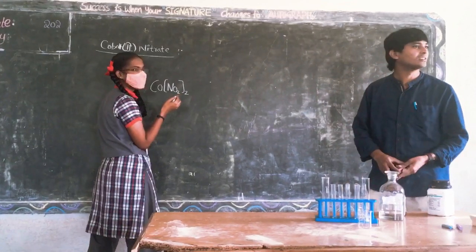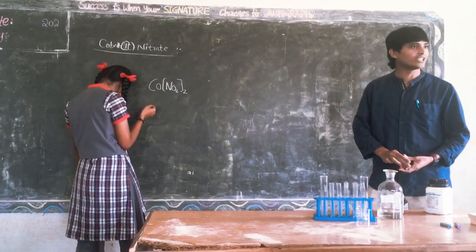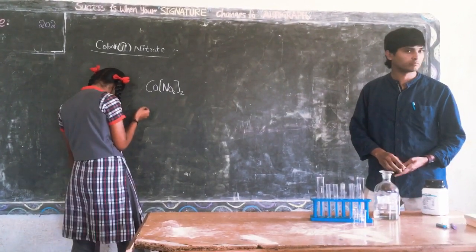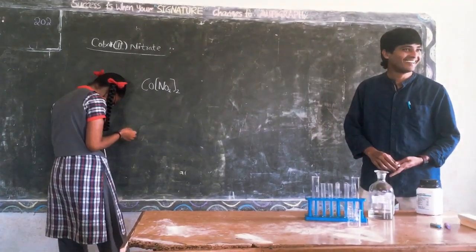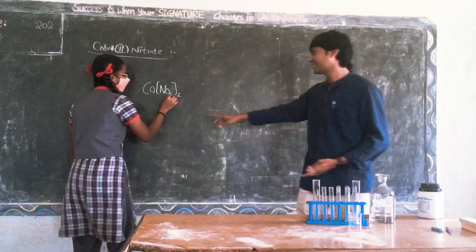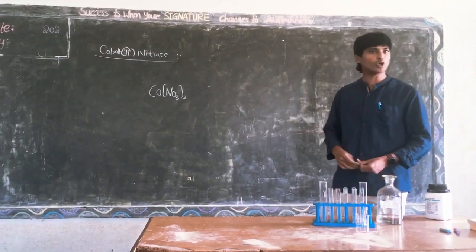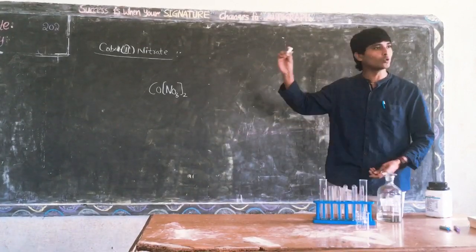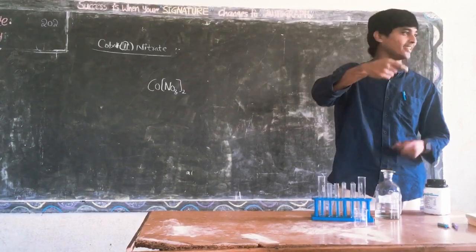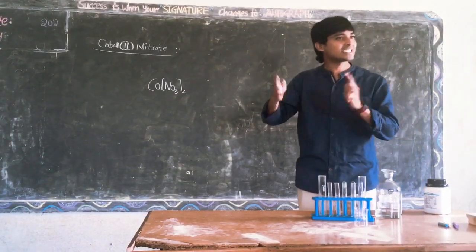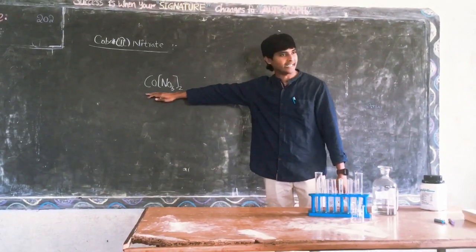Is this correct? Is there any student? No, sir, it is wrong. Rohit is... NO3. Okay, NO3 is nitrate. Whenever NO3 is there, it is nitrate. NO2 is nitrite. So you have to take care about these spellings; it is important. Nitrate and nitrite, sulfate, sulfide. So this is basically cobalt nitrate.